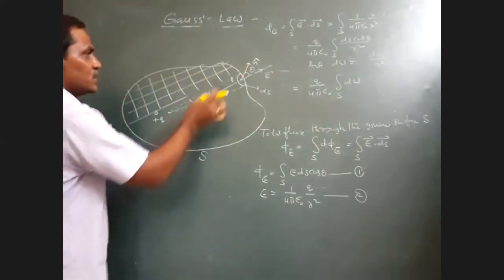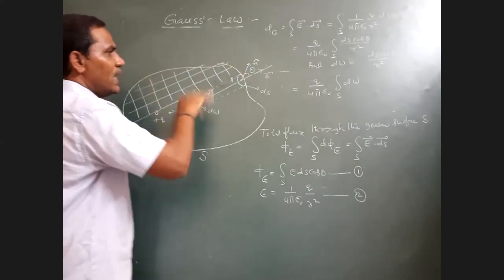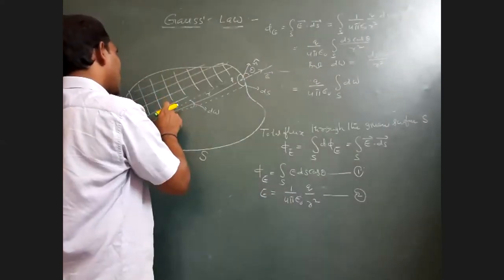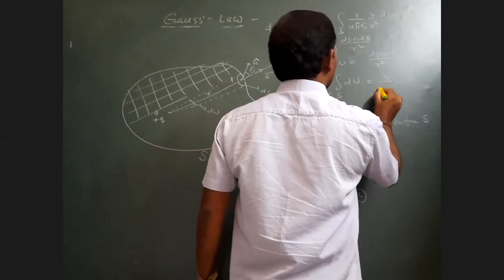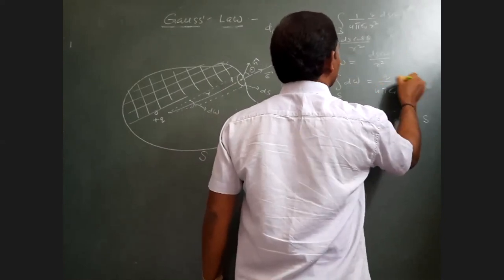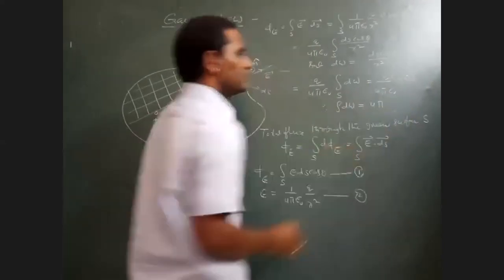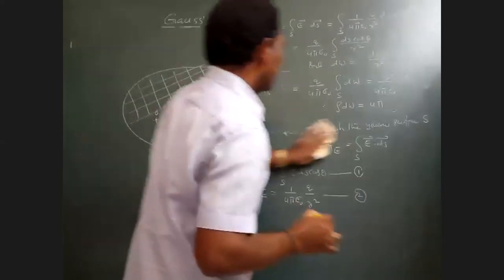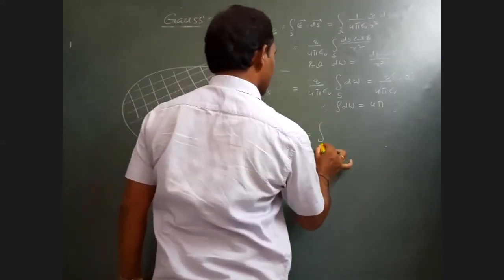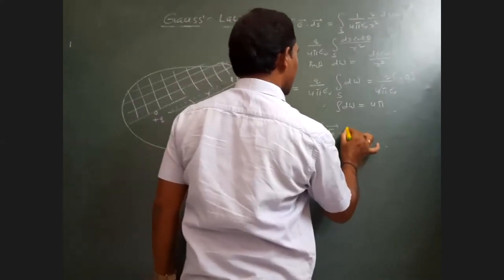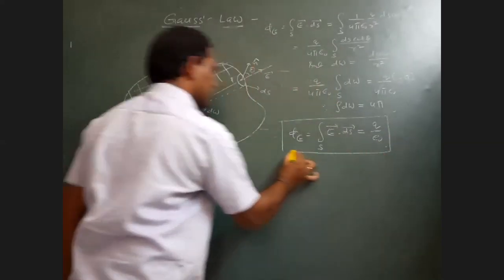So this small element makes a solid angle d omega here. Then the total angle subtended at the point O is equal to 4 pi. Integral of d omega equals 4 pi. So q by 4 pi epsilon naught into 4 pi, since integral d omega equals 4 pi. So 4 pi cancel. So what is left there? Therefore, total flux phi equals surface integral E bar dot ds bar, that equals q by epsilon naught. So this is the required expression for Gauss law.